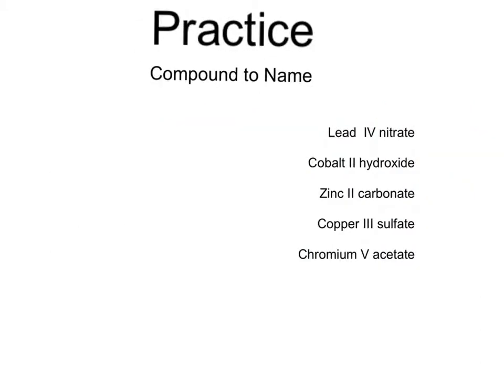Now let's go the other way. I've got the names, I got to create the compounds. So once again, I've got lead with a 4 plus charge, and I'm going to add this to nitrate, which has a -1 charge. So I'm going to need 4 of those nitrates.